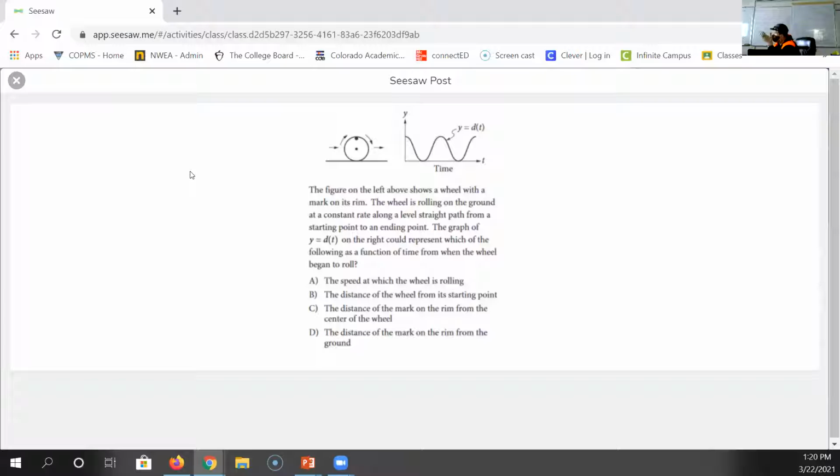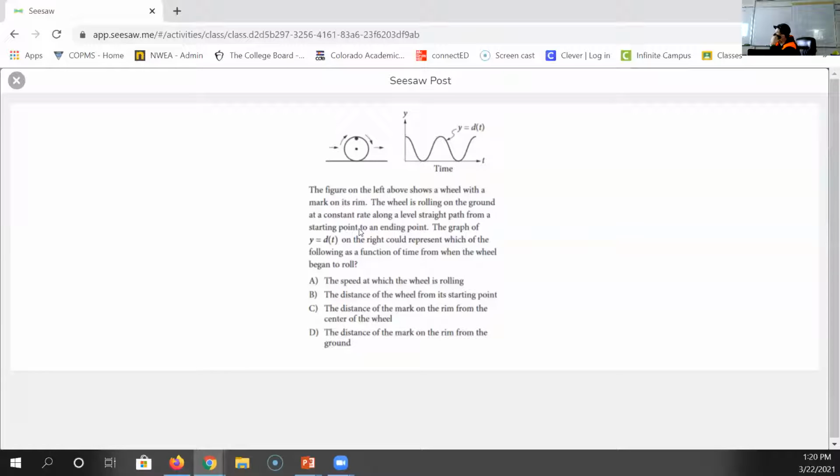So first thing we want to do is pick out the important information from this paragraph. Okay, so we have a rolling wheel, it's at a constant rate, and it's a level straight path. Okay, and it has a start and an end point. And this is the starting point, the ending point, and it's continuous.